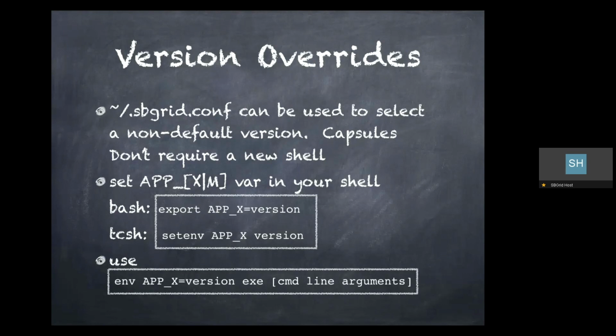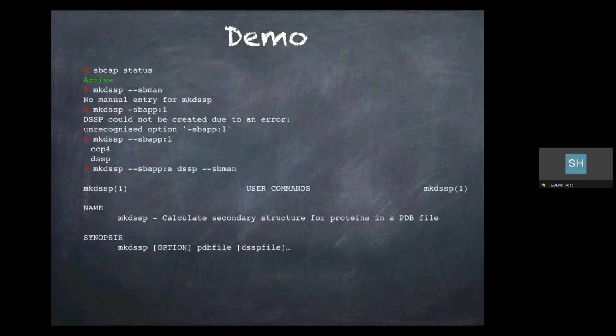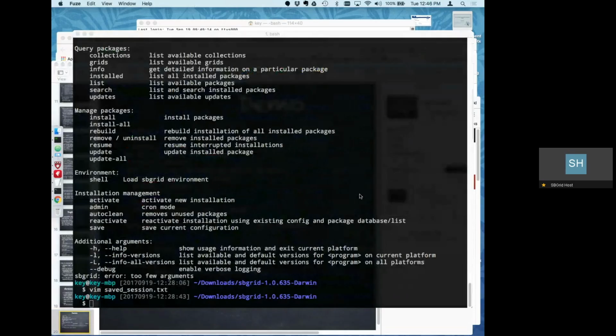So I was going to do a little bit of a demo. I haven't worked with Jason's machine, so hopefully this will all work for me. The first thing is I'm going to see if I have capsules turned on. If they're active, it'll come back active. If they're not, it'll come back inactive.